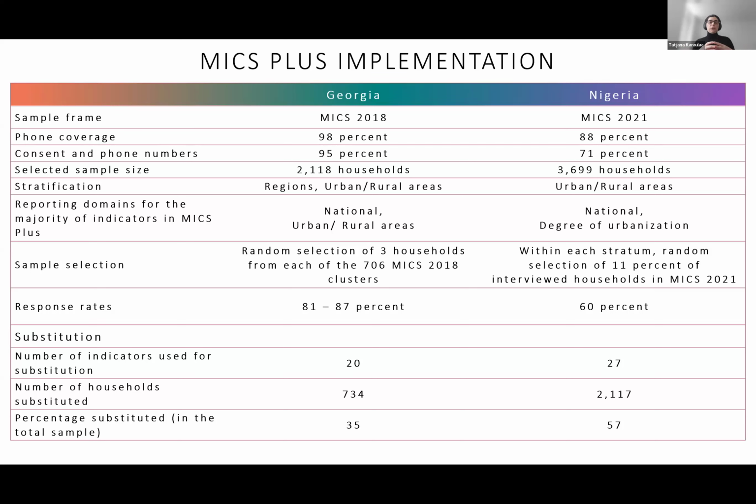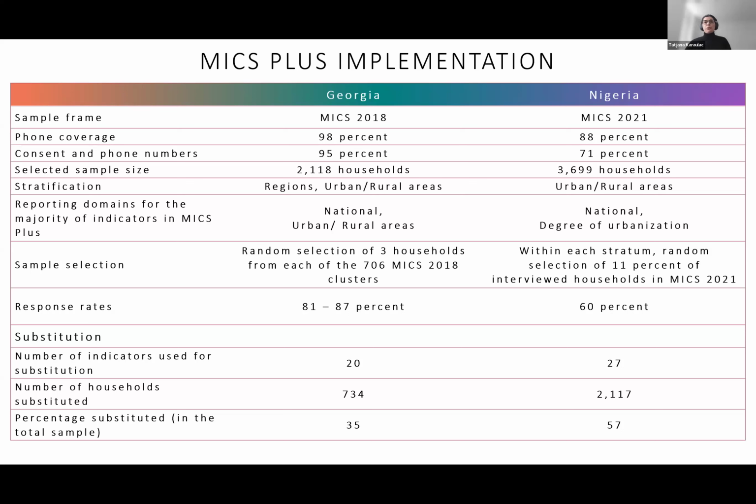We select all non-responding households for different reasons. We run the model, which Raphael will explain a little bit later, with a number of variables. You can see the number of indicators used for substitution for both countries. It's quite a huge number: for Georgia it was 20, for Nigeria 27. And then we select substitute households. Then we call them again, and we finish the data collection. After that, of course, we run additional analysis to see if there is any potential bias or any issues with our sample implementation. For Georgia, you can see the number of substituted households on the screen, and the percentage compared to the total sample was 35%, while in Nigeria it was 57%.